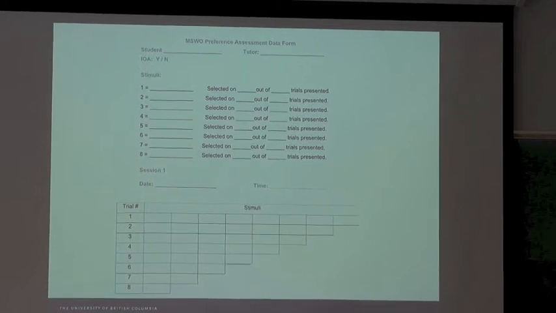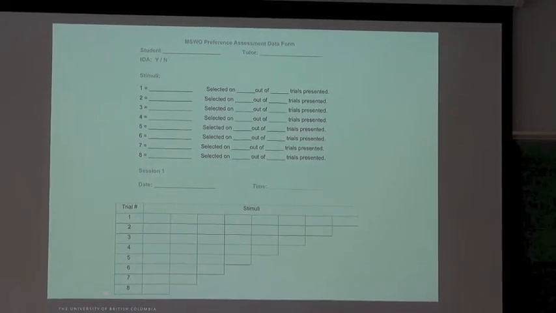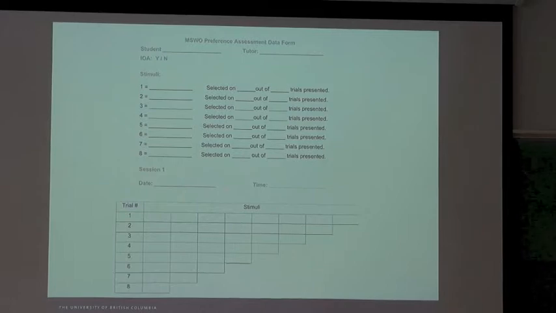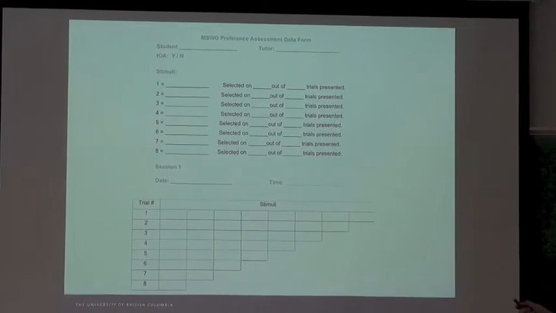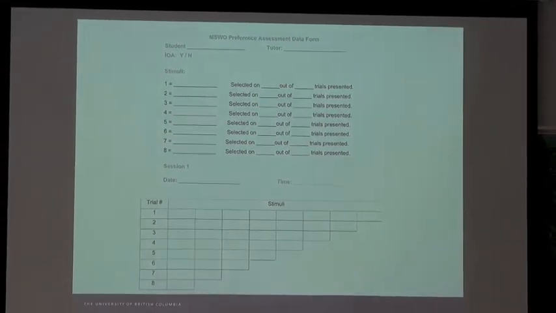and continue that all the way through. And we would conduct a brief MSWO, this whole array would be presented 3 times. So we'd have 3 sets of data that would then be combined and totaled up here. Just to give you an idea.